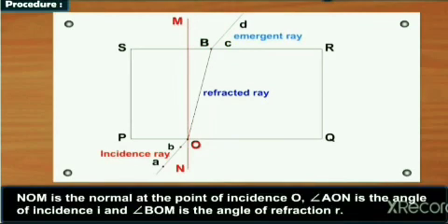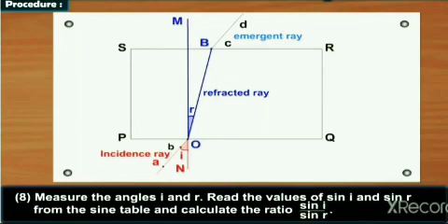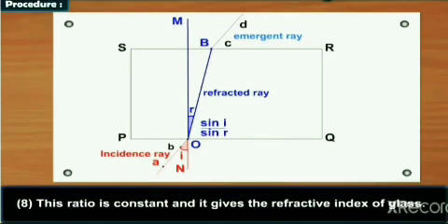NOM is the normal at the point of incidence O. Angle AON is the angle of incidence I, and angle BOM is the angle of refraction R. 8. Measure the angles I and R. Read the values of sine I and sine R from the sine table and calculate the ratio sine I upon sine R. This ratio is constant and it gives the refractive index of glass.